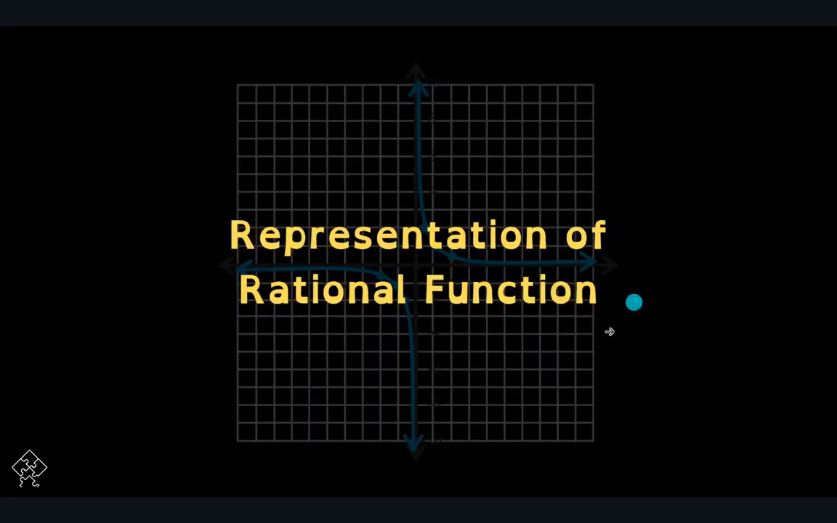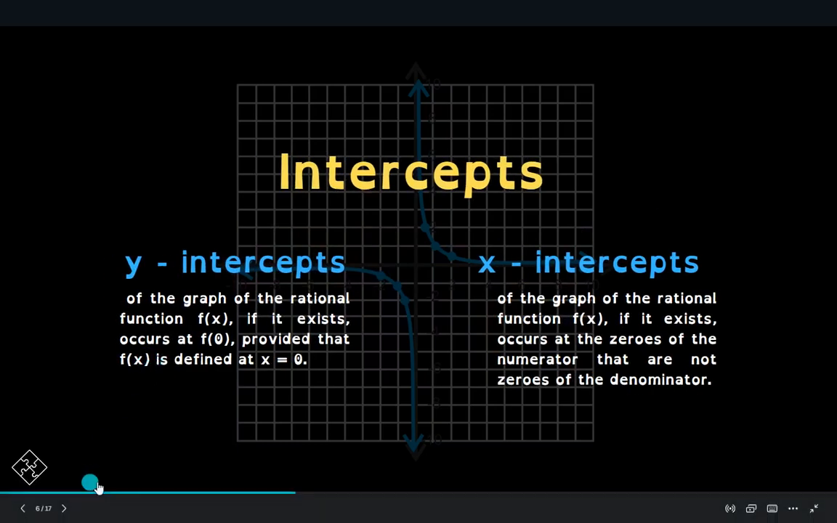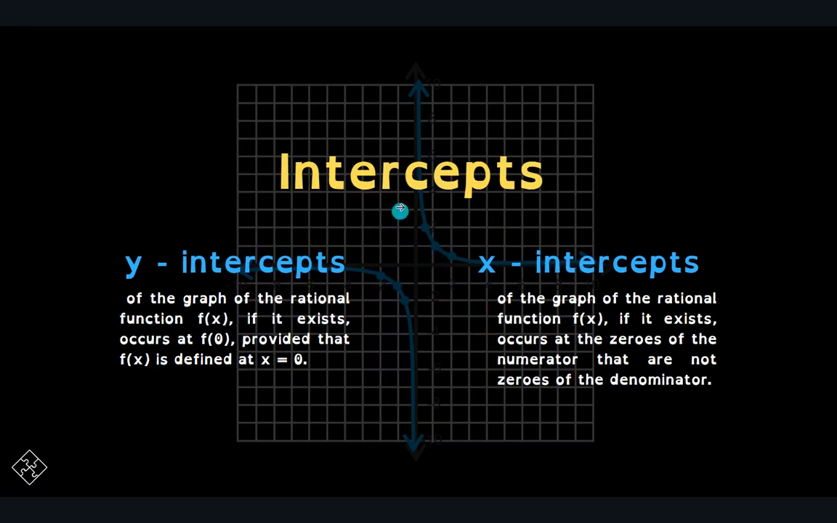Let us represent a rational function. So, how do we represent a rational function in this case? First is, pag-aralan muna natin kung ano yung intercepts. Okay? So, meron tayong dalawang uri ng intercepts. Una, y-intercepts. Okay, pag sinabi nating y-intercept, ito yung intercept na nag-exist at nag-occur kay f at 0. So, ibig sabihin, yung x natin dito ay dapat equal sa 0 para mahanap natin yung y-intercepts.